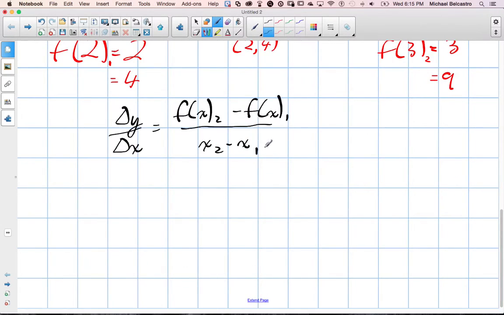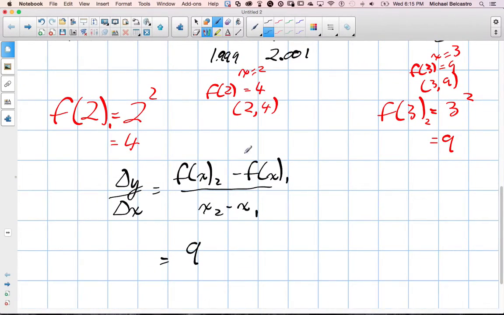Okay, so let's plug them in. Our f2 was 9, so we have 9, and our f1 was 4, minus 4. Those are the two y coordinates, right? 4 and 9. And then we subtract the x's: x2 is 3, and x1 is 2.